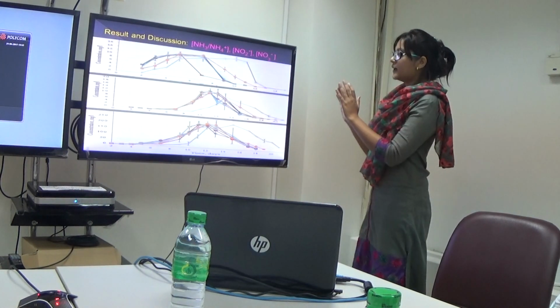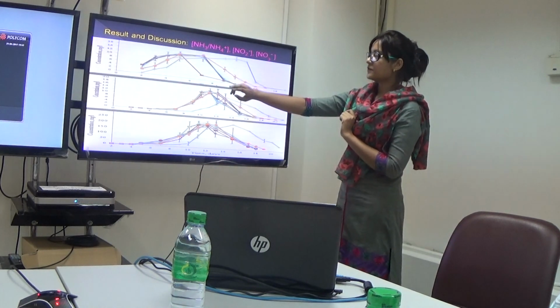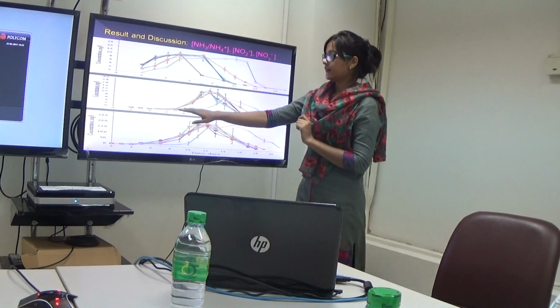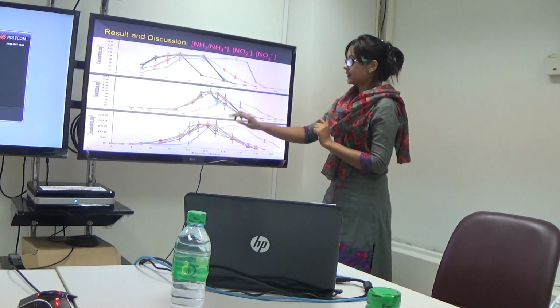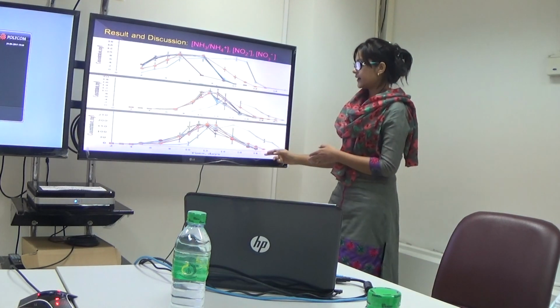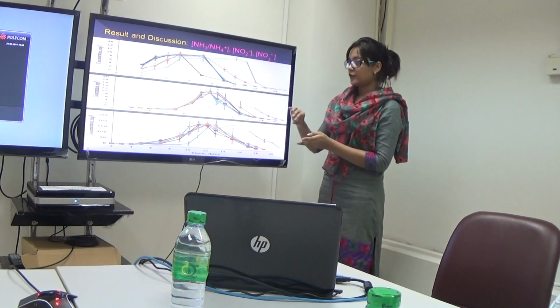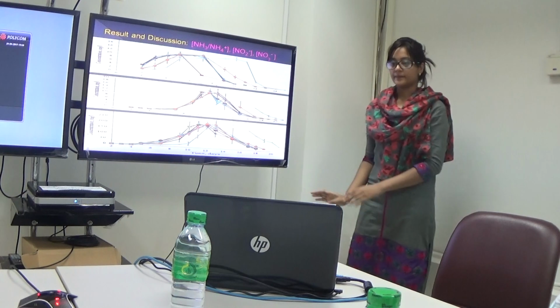And this is the total process picture. From 0 to 2 days ammonia is increasing, but nitrite is not increasing. When ammonia is decreasing, they are increasing. They are increasing and then decrease. In this way the total process is finished in the system. Ammonia nitrogen is removed in this system.